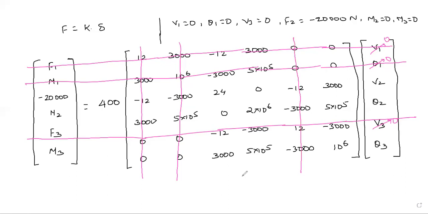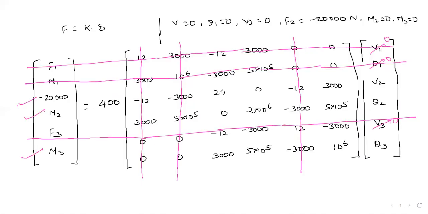Now, the size of the reduced matrix is 3 by 3. So let us write the reduced matrix. One more thing here: M2 value is also 0, and M3 value is also 0. So in the force matrix, we have minus 20,000, 0, 0.